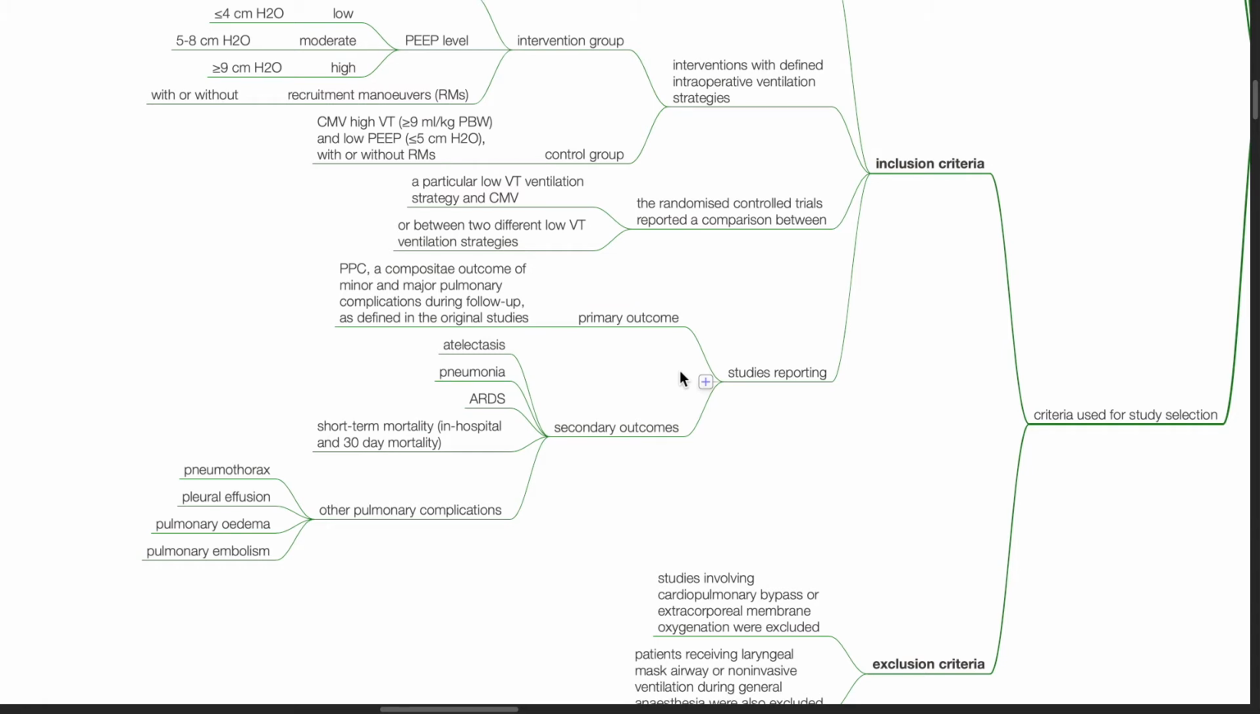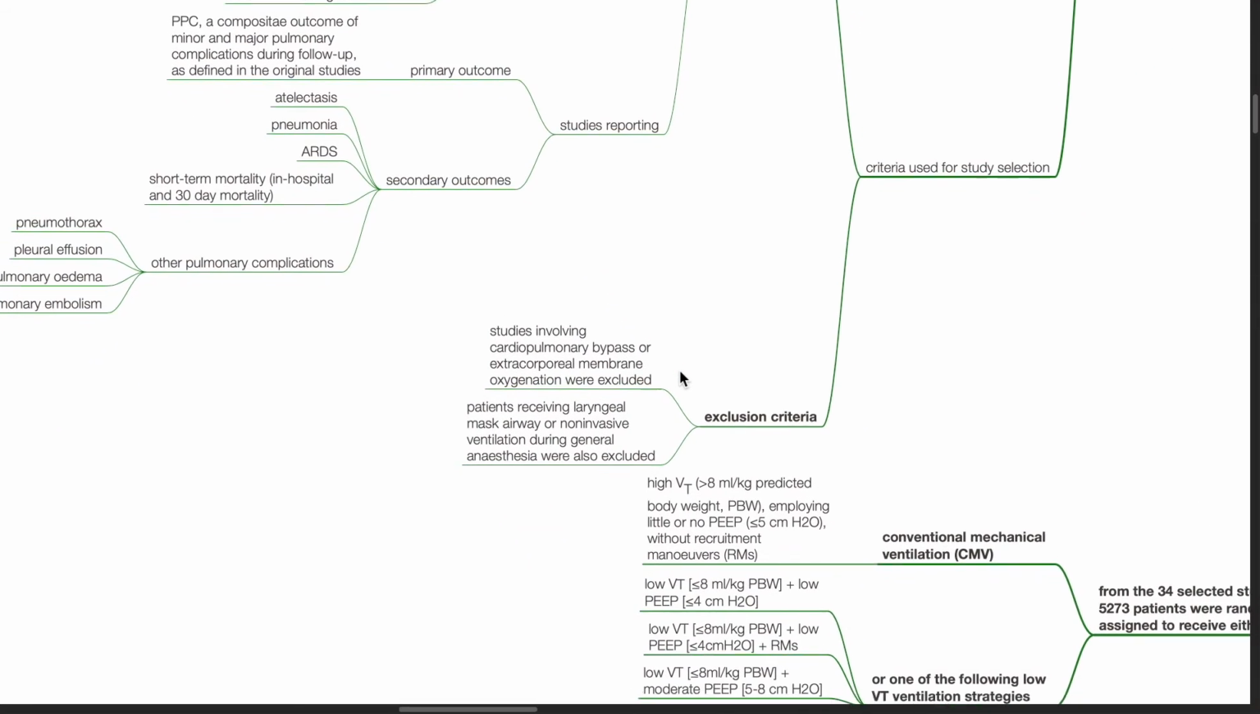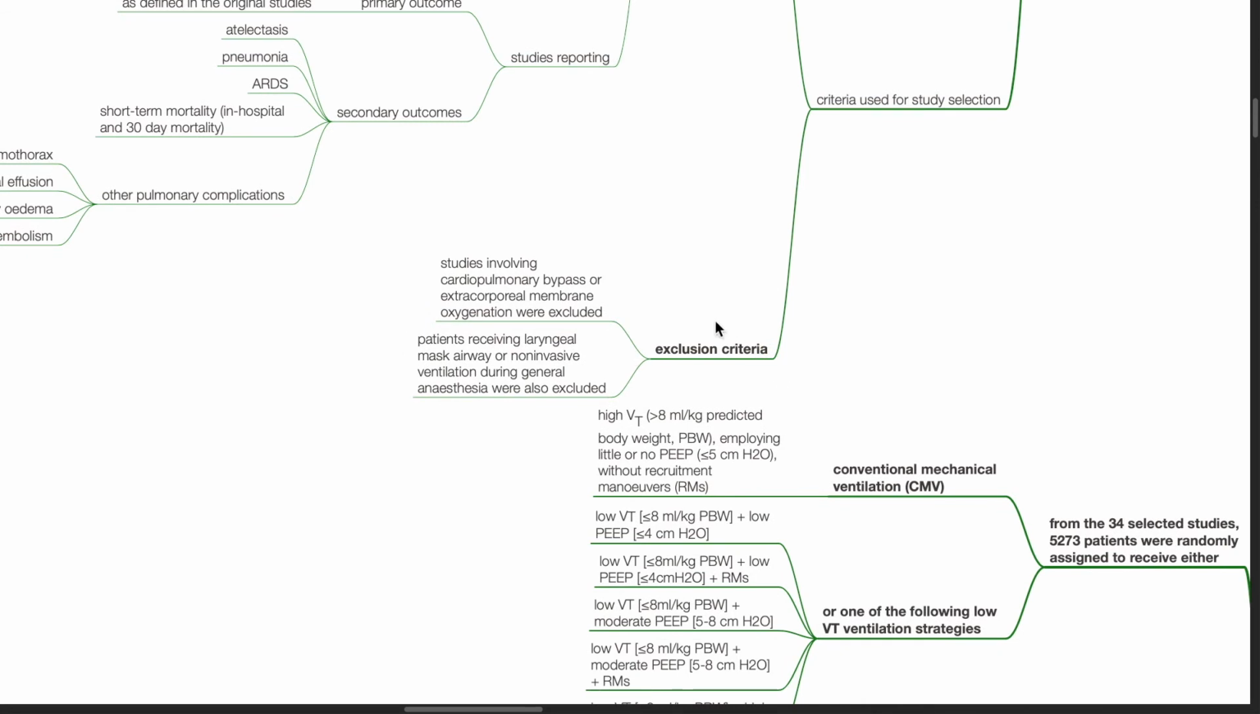Studies reporting primary outcome, post-op pulmonary complications, a composite outcome of minor and major pulmonary complications during follow-up as defined in the original studies, with secondary outcomes including atelectasis, pneumonia, ARDS, short-term mortality, in-hospital and 30-day mortality, and other pulmonary complications such as pneumothorax, pleural effusion, pulmonary edema, and pulmonary embolism. Exclusion criteria for this NMA includes studies involving cardiopulmonary bypass or extracorporeal membrane oxygenation, and patients receiving LMA or non-invasive ventilation during general anesthesia.